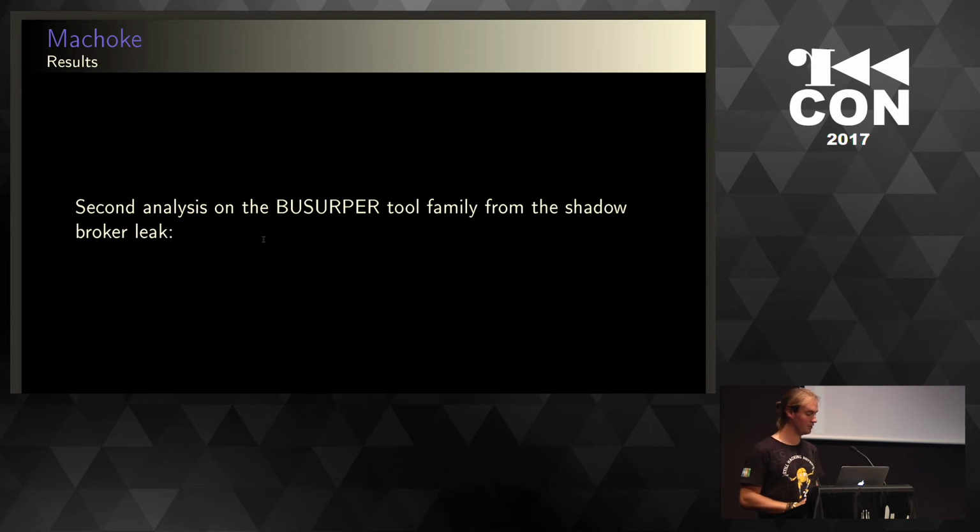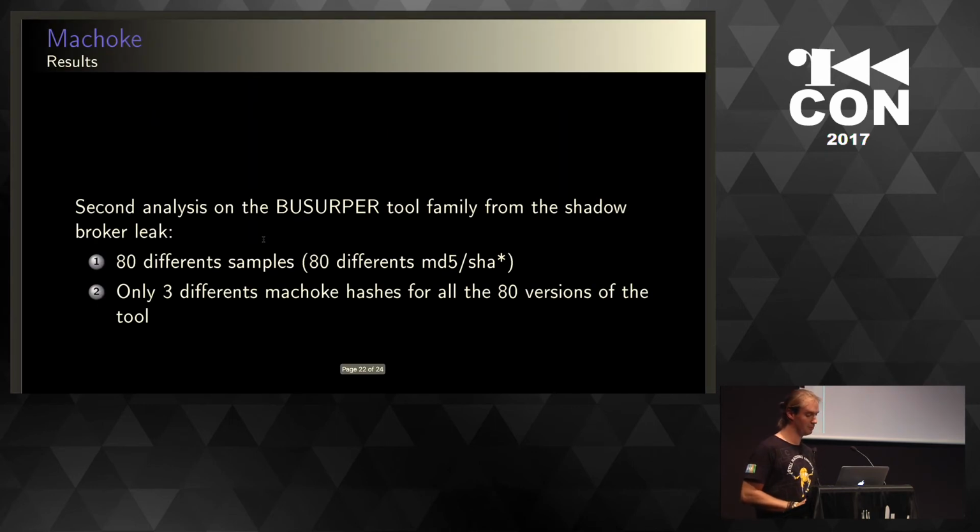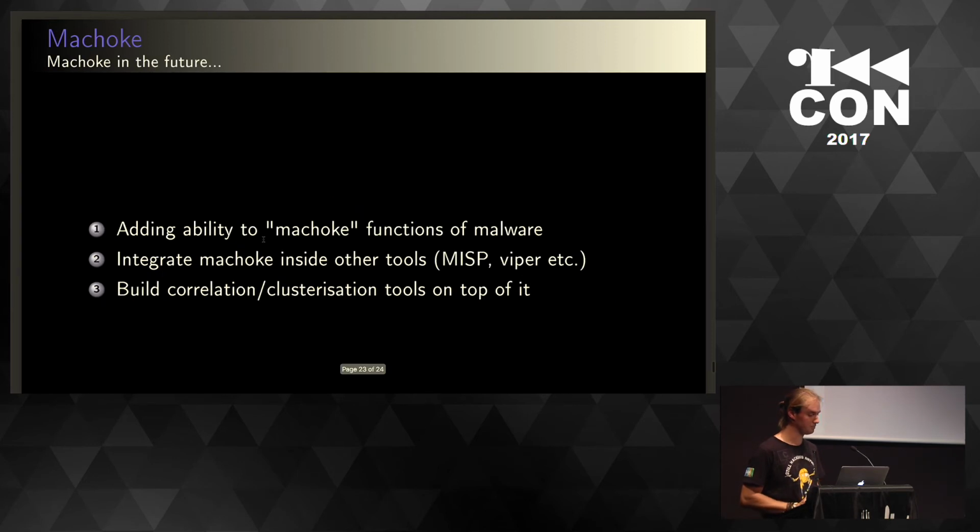We did a second analysis on the Bananaglee tool family leaked by the Shadow Brokers. Basically, we had 80 different samples we knew were from the same family, and there were only 3 different Machoke hashes for all of them. So it's quite promising actually.